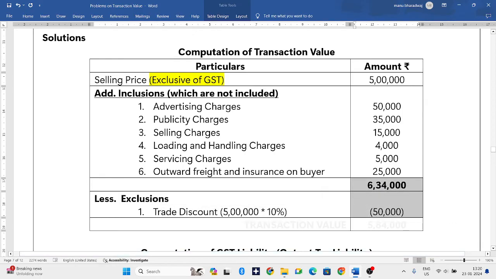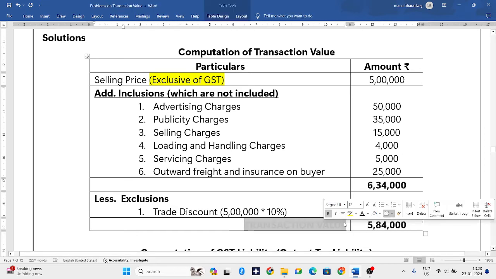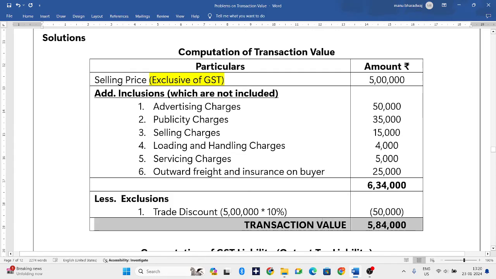Now this 50,000 rupees should be subtracted from 6,34,000. When we subtract, we get 5,84,000, and that is our transaction value.